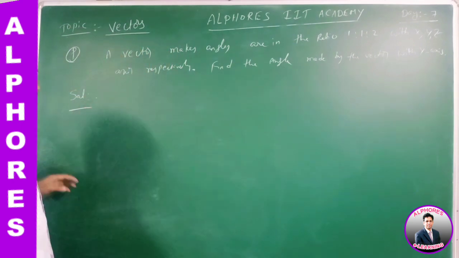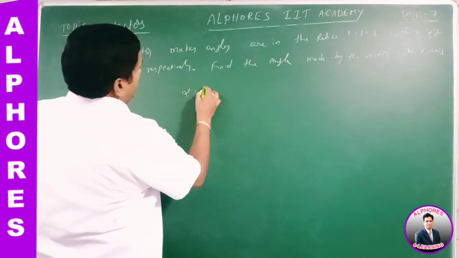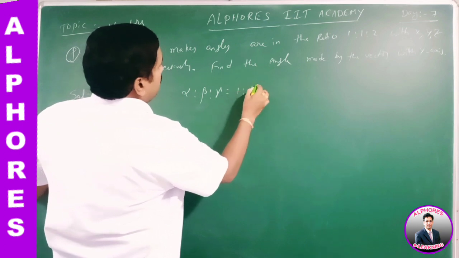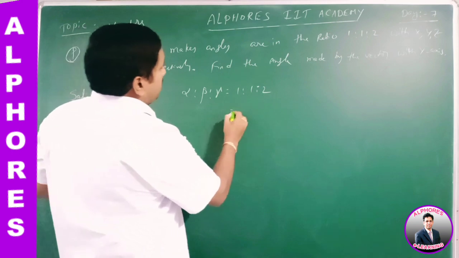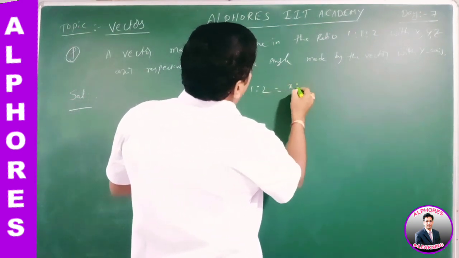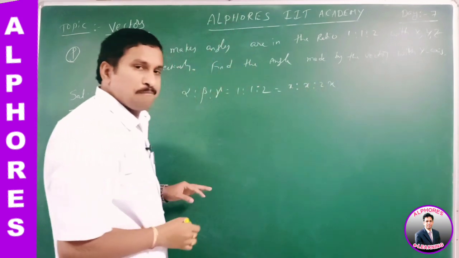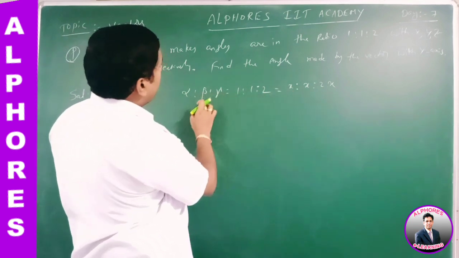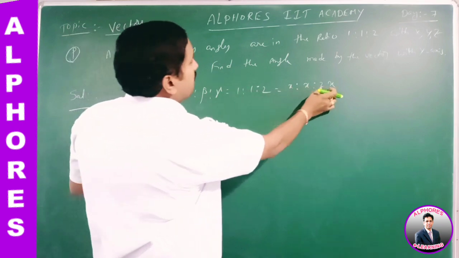Before going into the solution, I am taking the angles ratio. Alpha is to beta is to gamma is equal to 1:1:2. Generally, for a ratio, I take x is to x is to 2x. That means the value of alpha can be taken as x, the value of beta again as x, and the value of gamma is nothing but 2x.